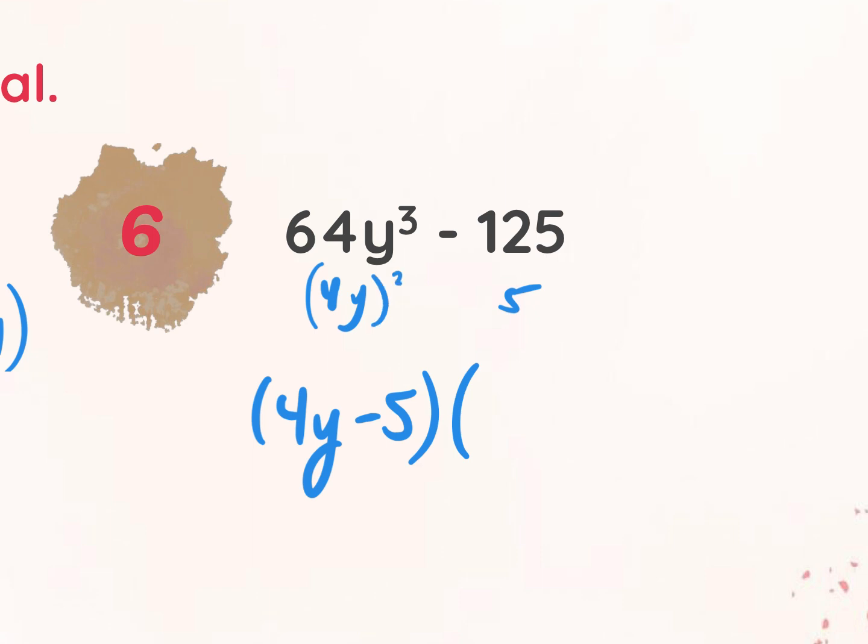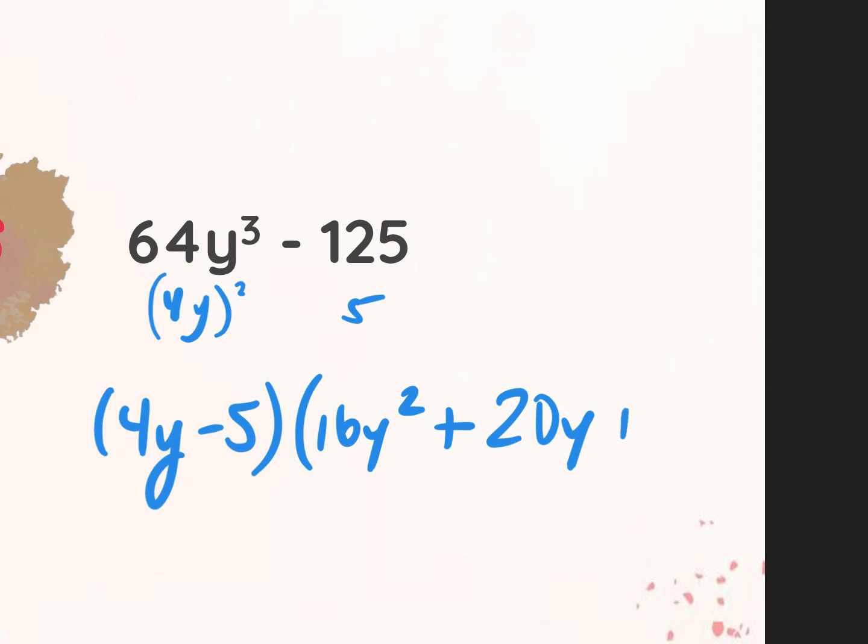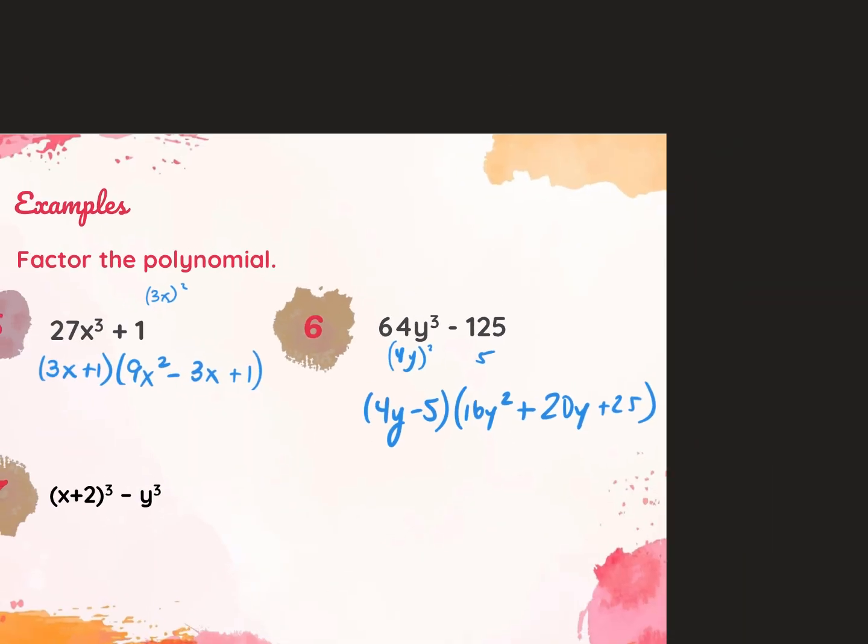4y squared. What is that? 16y squared. Good. Plus or minus? Plus. Very good. What? 20y. Good. Multiply those two together. And then I have what? Plus 25? Okay, perfect.